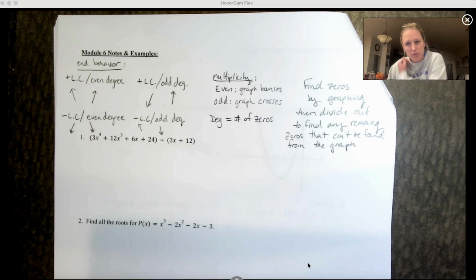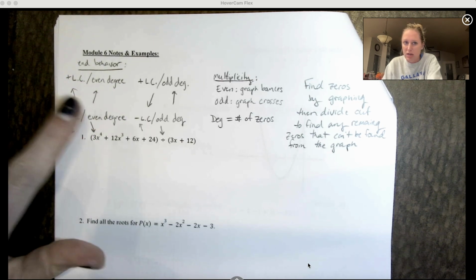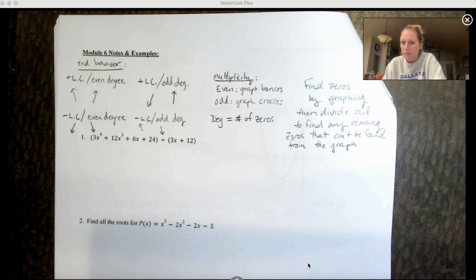Guys, this video is for the Module 6 review for the Semester 1 final. I'm going to do 3 examples here dealing with polynomials. Some things I put in the notes were just about end behavior. LC here is leading coefficient. So if it's a positive leading coefficient, even degree polynomial, those are the ends, and there's the rest of them there too.